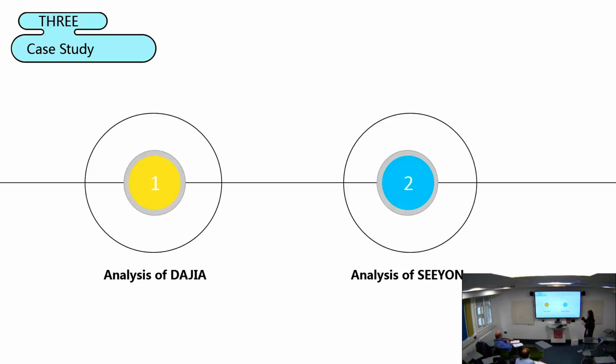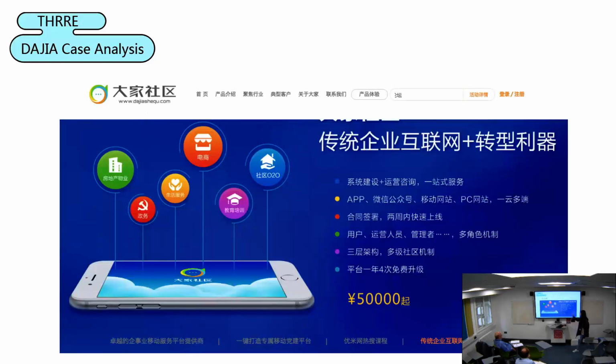And the first one is called DAJIA. In English, it means everyone, it means we. And another enterprise is called SEEYON. This company developed a platform, and I think the main business mode of this company is just like a virtual community they established to help traditional companies achieve digital transformation. So I think that's the basic business of this company.